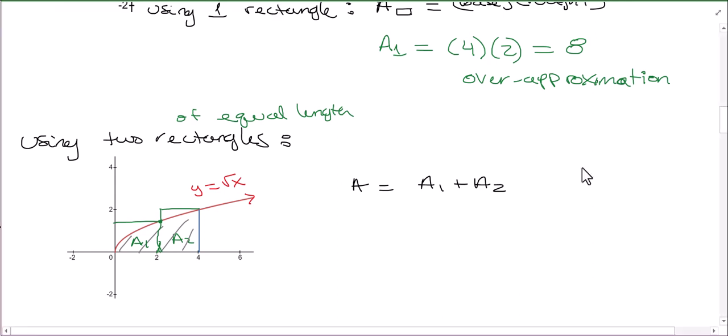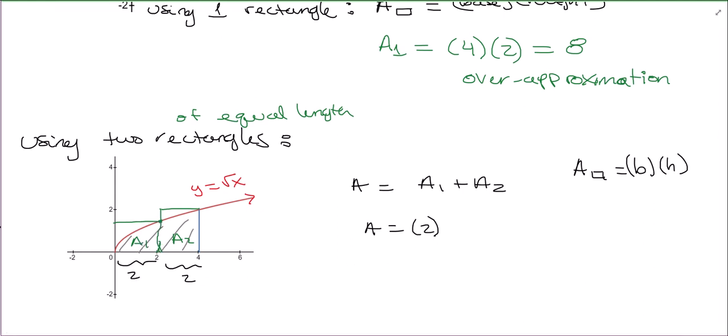We still have rectangles here, right? So our area of a rectangle is still base times height. So what is the base of each of these? That's 2, so same length. The area for A1 is going to be the base, 2, times the height. When x is 2, what's y? y is the square root of x, so this is going to be the square root of 2. So it'll be 2 times the square root of 2, and then plus 2, the base of the second rectangle, times the height. What is the height of the second rectangle?